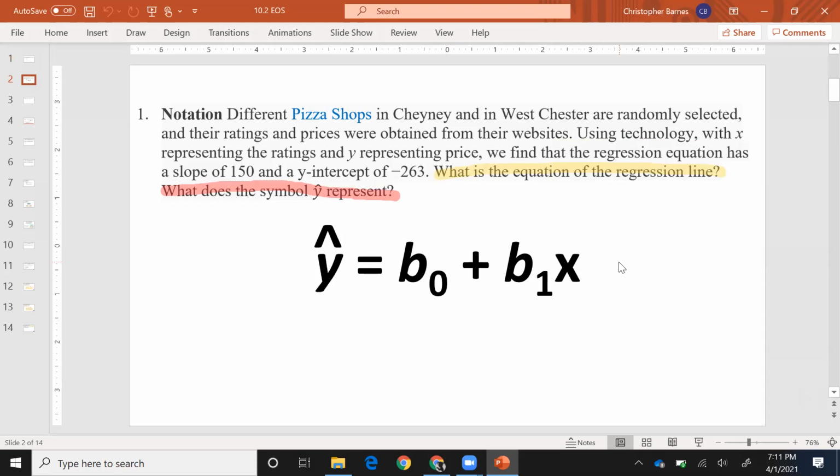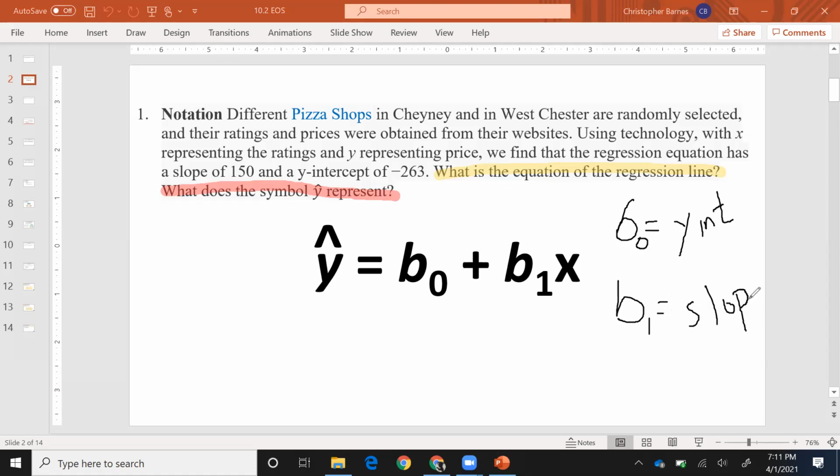But that's not really what this problem is asking for. It's asking us to plug in the appropriate numbers. So to a certain extent, you have to know what b sub 0 is, and you have to know what b sub 1 is. Just to fill this in, y'all let me know if I'm wrong, but I think I'm right. b sub 0 is the y-intercept, y-int, and b sub 1 is the slope.